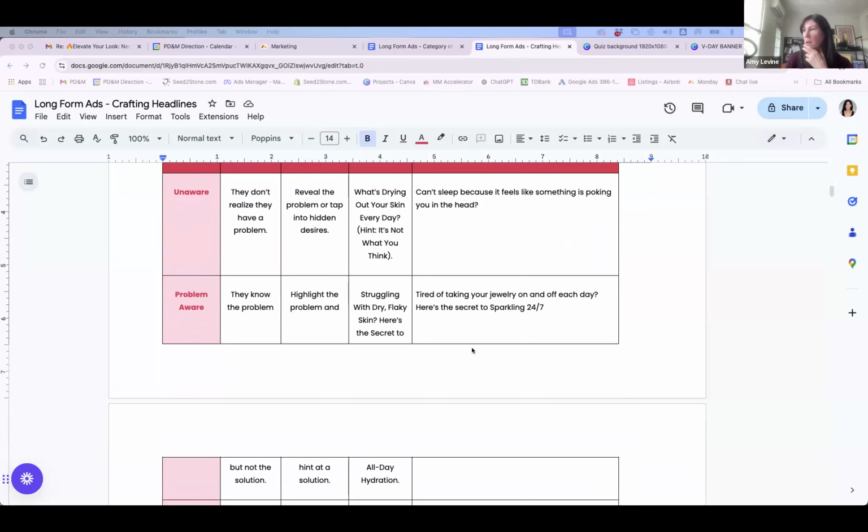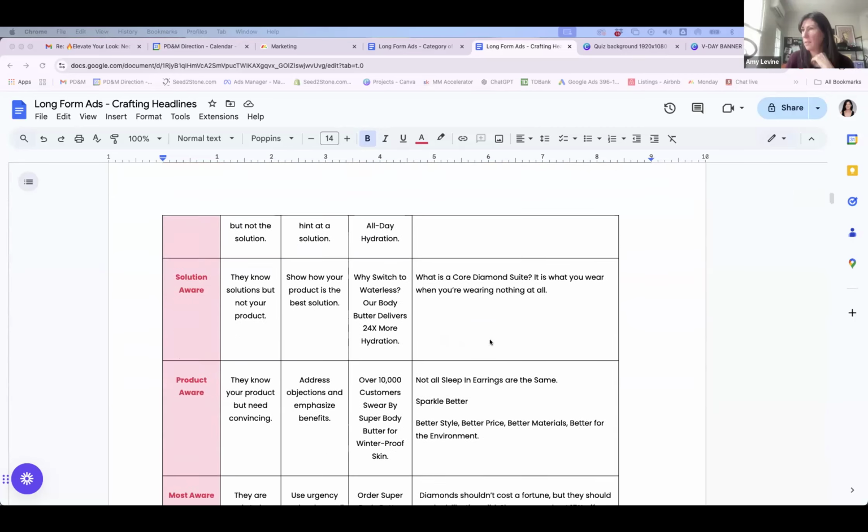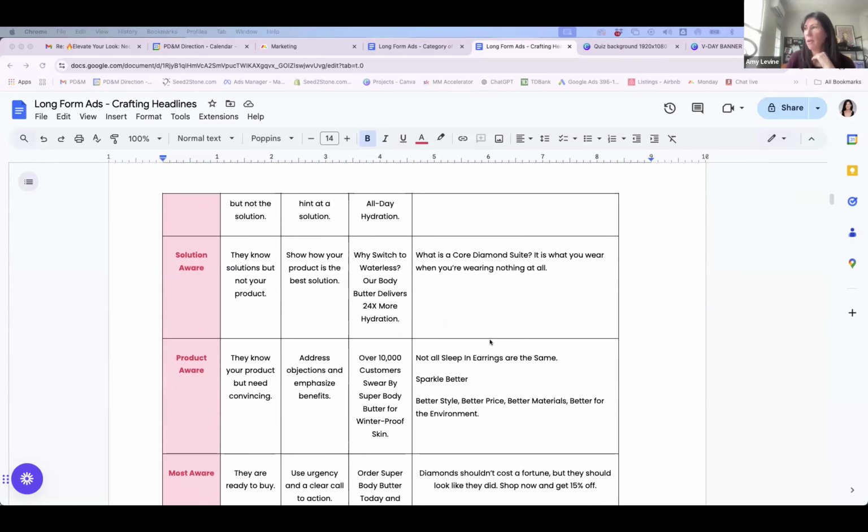And then this addresses a bit of a different problem. Tired of taking your jewelry on and off each day. Here's the secret to sparkling 24/7. Highlight the problem, which they know, and hint at a solution. Solution aware, they don't know our solution. What is a core diamond suite? It's what you wear when you're wearing nothing at all. I like that. It works better with images, I'm just saying.